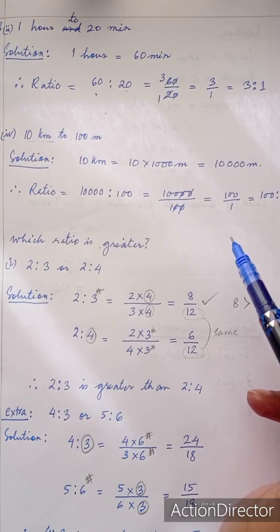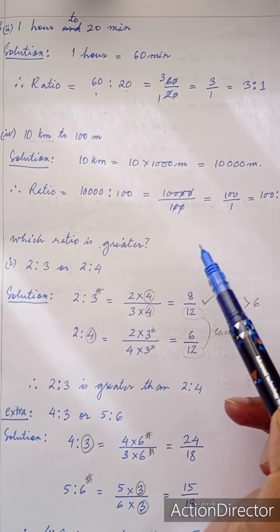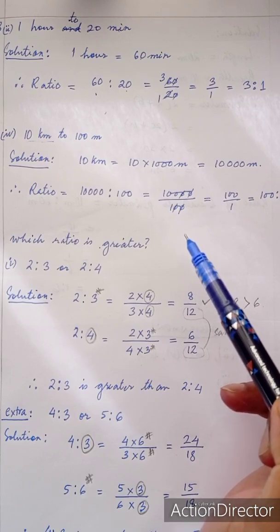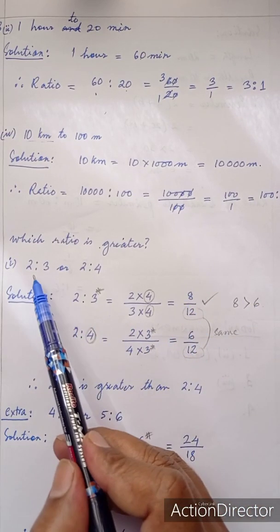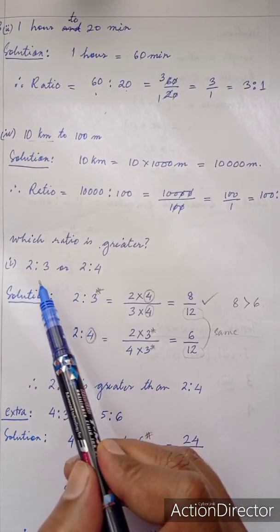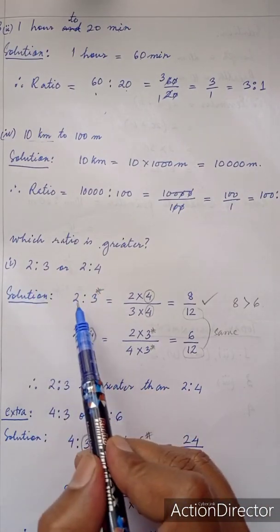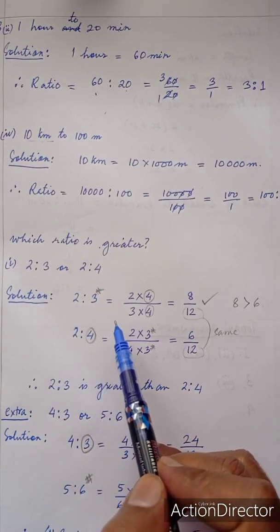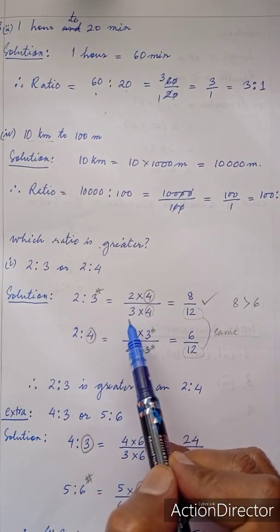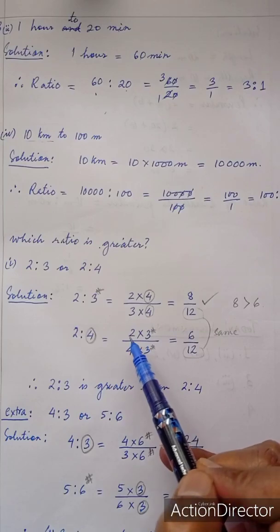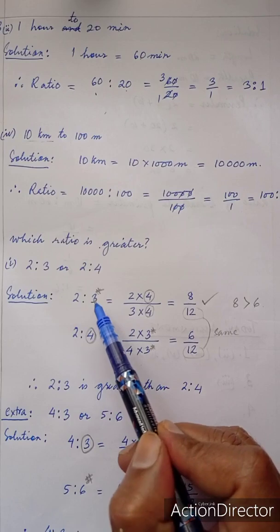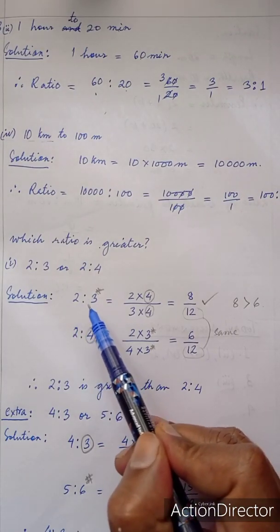Then we'll move to our next question, that is question number 2. Which ratio is greater? We are learning how to compare ratios here, comparison of ratios. So you have two ratios here and you need to find which one is greater of this. So first of all, you write the ratio, and then 2:3 will be written as 2/3. 2:4 is 2/4.